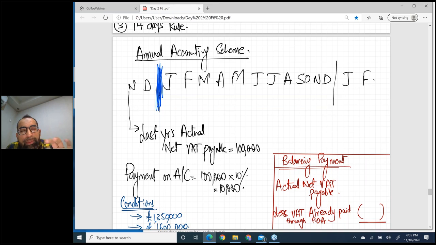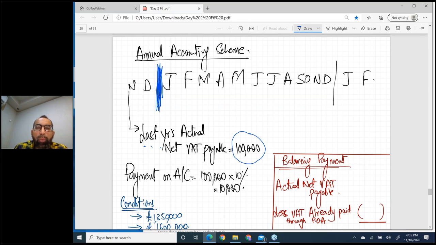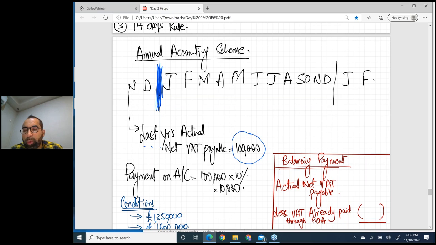Payment on account is calculated on the basis of the last full year's actual net VAT payable. In the question you will have last year's actual net VAT payable ready-made, say 1 lakh. So how will you calculate your POA? Just simply last year's net VAT payable multiplied by 10%.